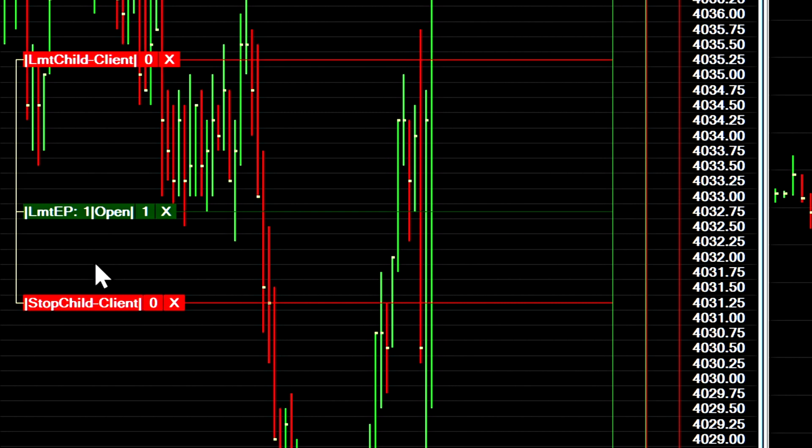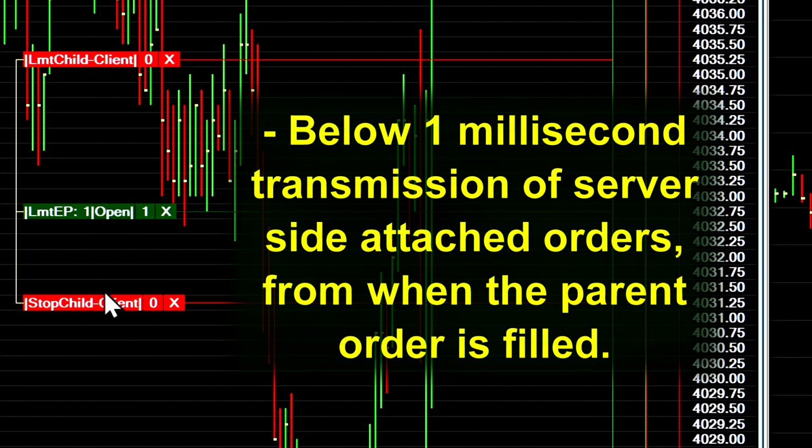These attached orders right now with the Teton CME order routing service, they are on the server. And right now it says client. The reason it says client is because I am on trading simulation mode. But I will show another example later with a live trading service where these orders are fully managed on the server. Now, what this means when they're managed on the server is that when the parent order fills, there is an extremely low latency for the transmission of these attached orders. It can be below 1 millisecond transmission.